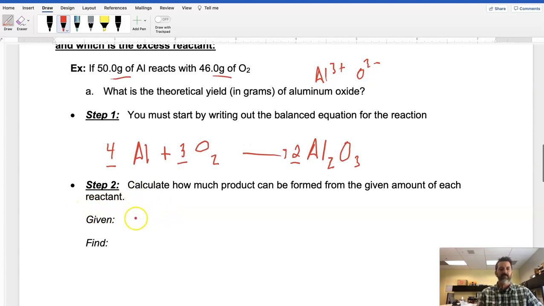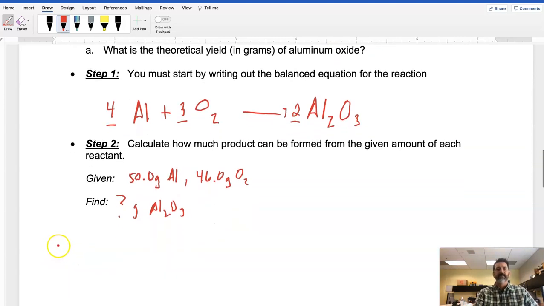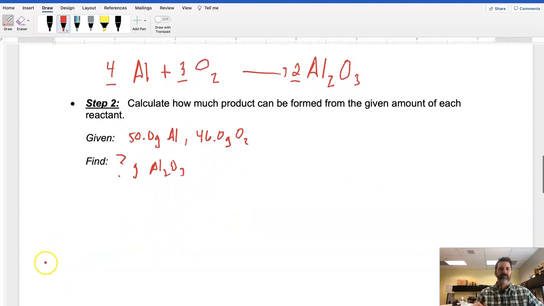Now what's given? 50 grams of aluminum and 46.0 grams of oxygen. So I'm given both amounts of reactants. I'm trying to calculate how much product can be formed. How many grams of aluminum oxide can be formed? So that's how I want to set this up. Again, I have my balanced equation, so I'm going to do this real quick.